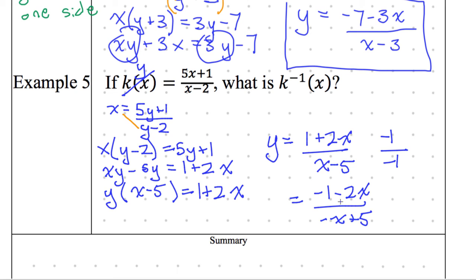Is that what you got, Fiona? Wait, I got negative 1 plus 2x. Negative 1 plus 2x. So you got the negative 1. Yeah, I got the negative 1, but nothing. I'll come talk to you individually. Aside from that, let's go ahead and write our summaries.